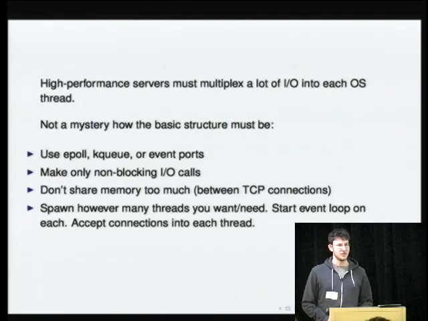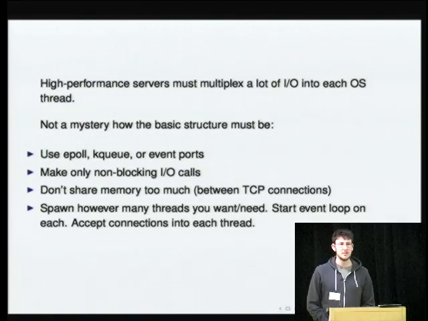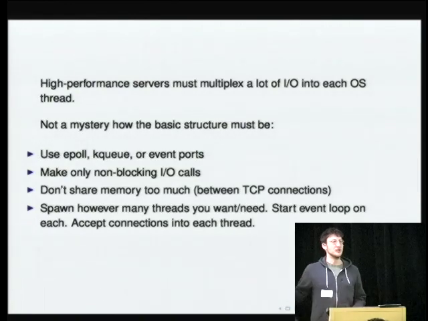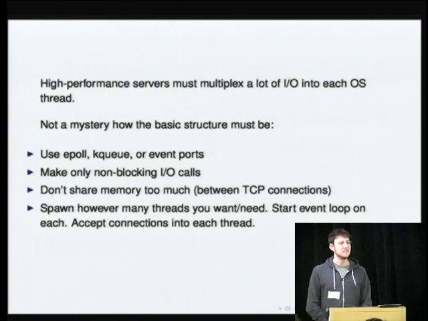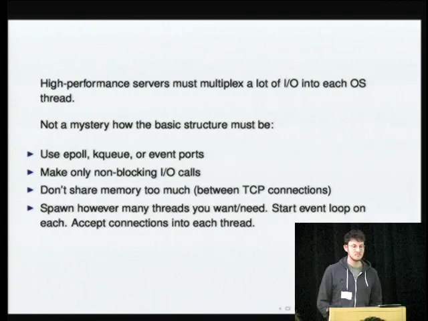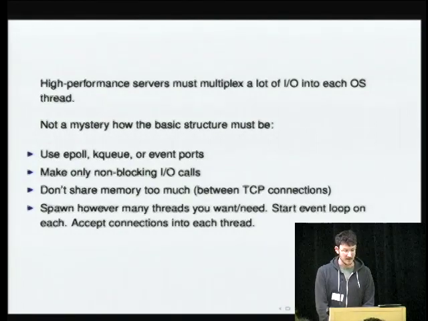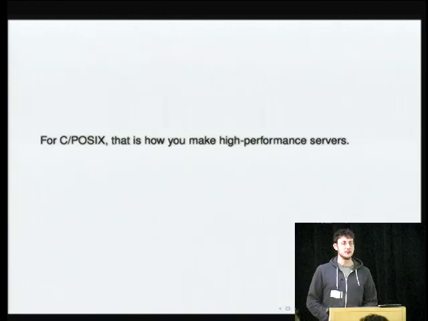You don't share memory too much between your TCP connections. And then you spawn a bunch of threads. And you probably do some sort of pre-forking sort of thing so that you can accept connections on each of these threads. So each thread has an event loop running. And you push many thousands of connections into each OS thread. So this is basically how super high-performance servers are structured. At least in C, that's how they're structured.